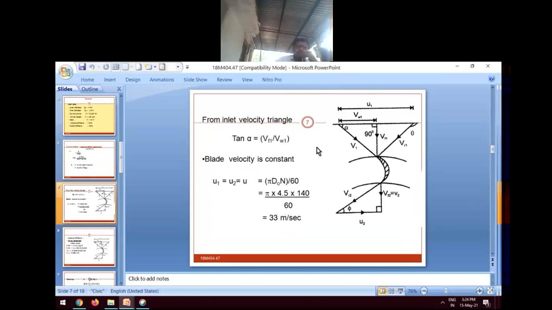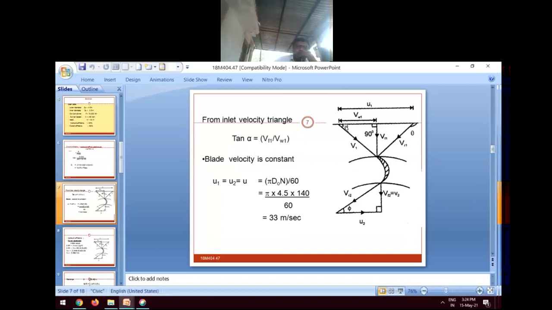Then you have to calculate the inlet guide vane angle. You have to draw the inlet velocity triangle. So this is the curve. This is the inlet velocity triangle, and this bottom one is the outlet velocity triangle. From this inlet velocity triangle, tan alpha equal to Vf1 by Vw1.